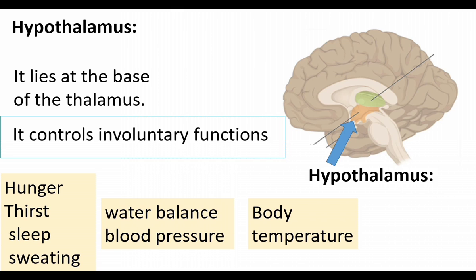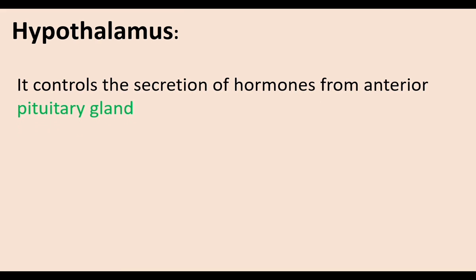Hypothalamus also controls the mood-related behavior. It controls mood-related behaviors like anger and fear. Hypothalamus controls the secretion of hormones from anterior pituitary.